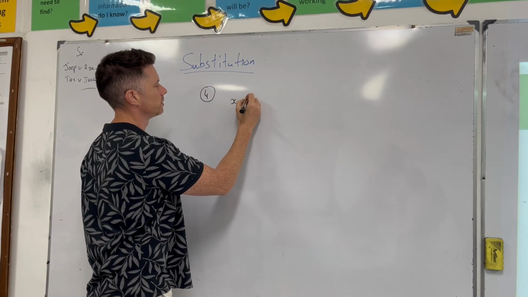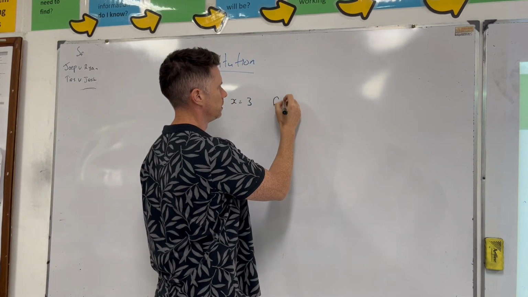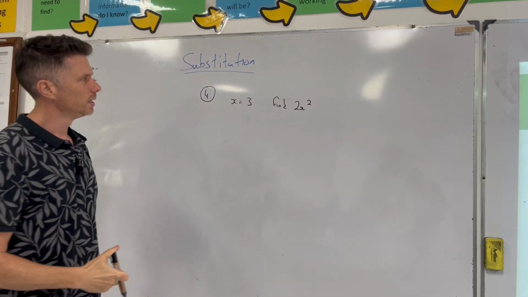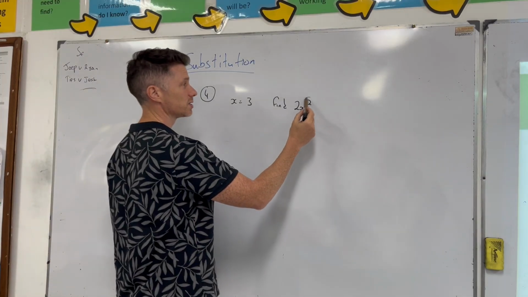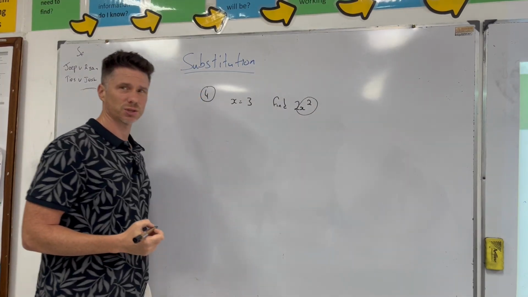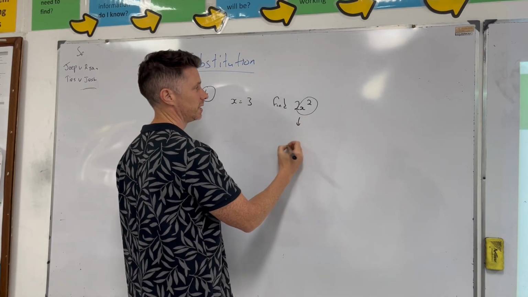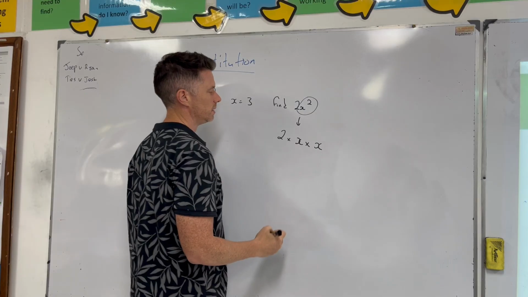If x is equal to 3, then find 2x squared. I think this is the one that caused most difficulty. We have to think about our order of operations. We also have to think about what x squared means. X squared means x times x, yeah? So this translated could be 2 times x times x.